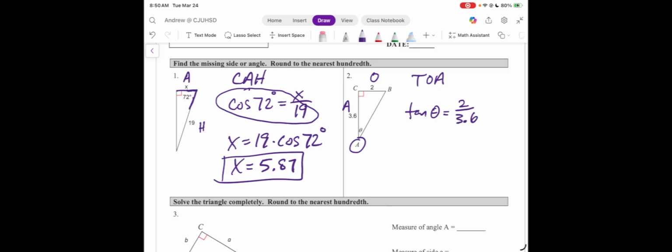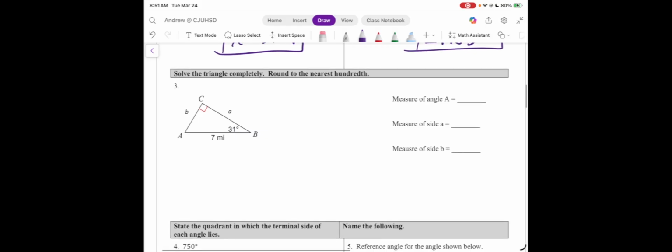So if we apply the inverse tangent to both sides of the equation, theta is tangent inverse 2 over 3.6. Calculator time. You have to press the second button, then tangent. 29.05 degrees.